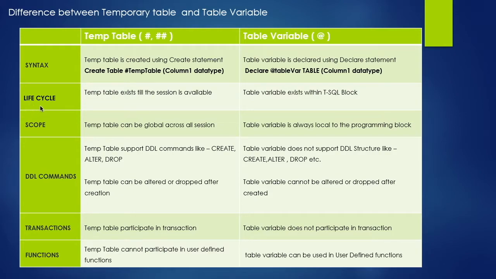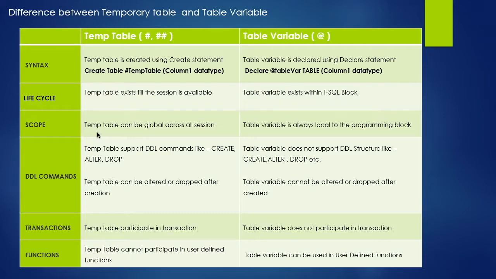Now, if I discuss the life cycle, a temp table exists until the session is available. As we know, one session is one connection with the SQL Server database instance. When we create a temporary table within that session, it remains available until the session is dropped or disconnected. But a table variable is available till the block executes. We declare a table variable within a SQL block, it could be a T-SQL block where we can write multiple statements. As long as that programming block executes, the table variable remains available. Once the block execution is completed, the table variable vanishes.